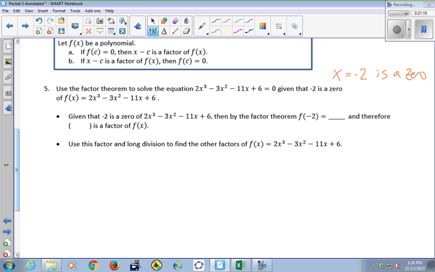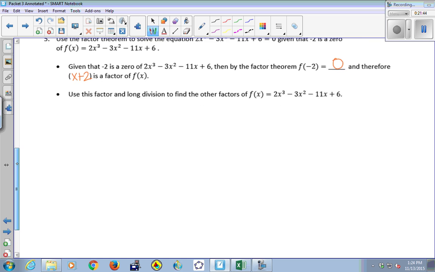So if -2 is a 0, that means that f of -2 equals 0. That's the definition of what a 0 is. And that means what is a factor? If -2 is a 0, what is a factor? X plus 2. Great. So I'm going to use that factor and long division to find the other factors.